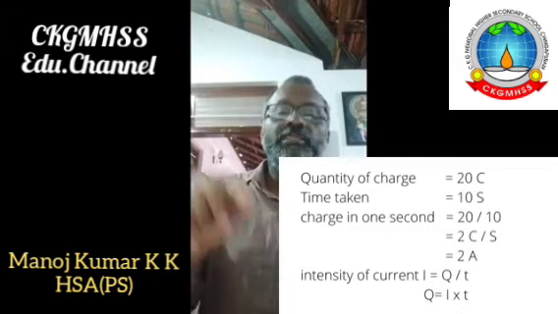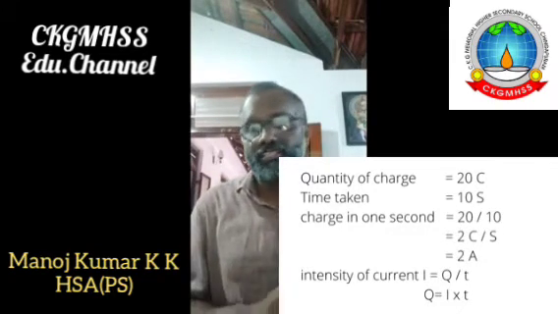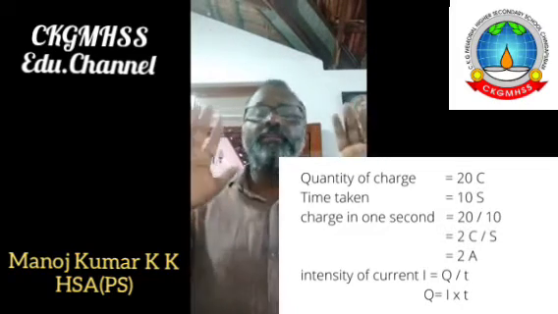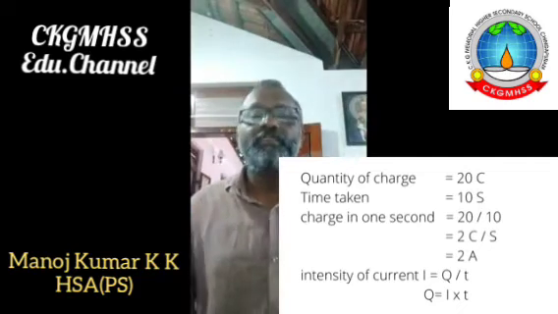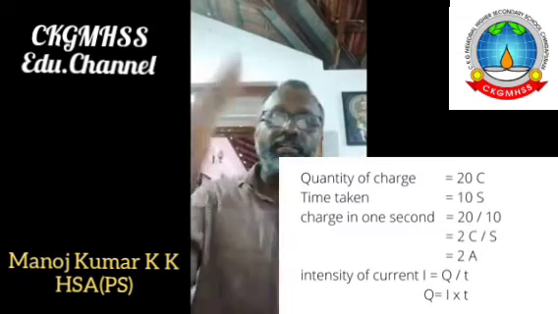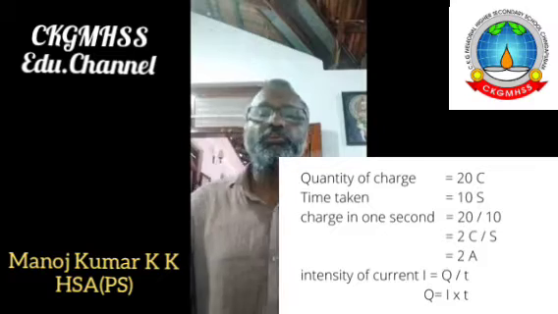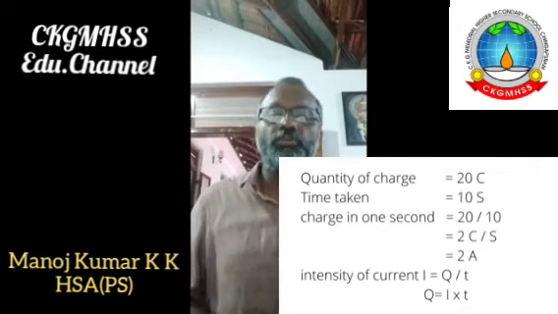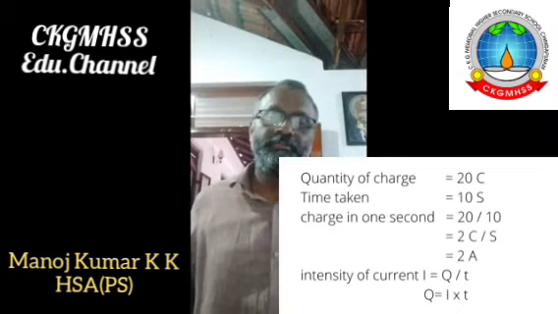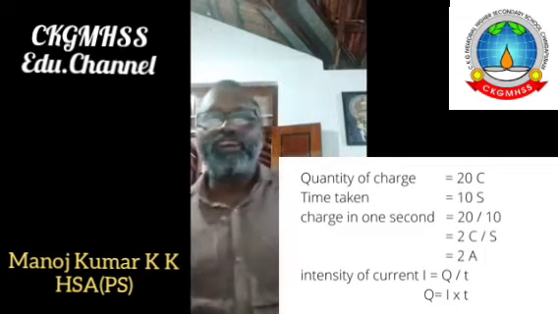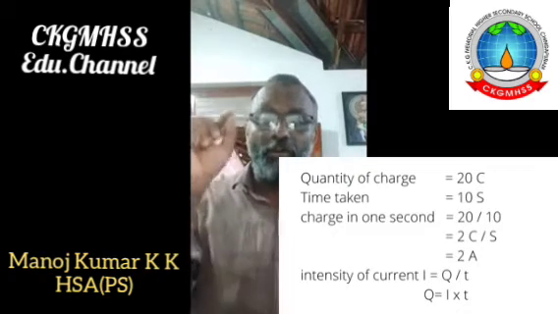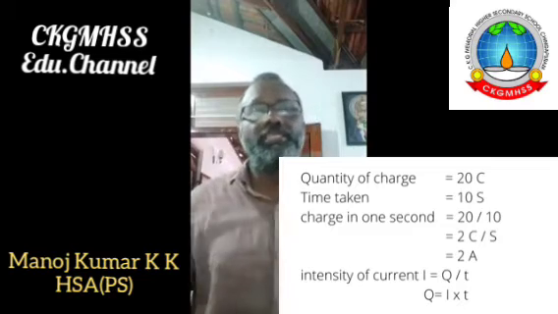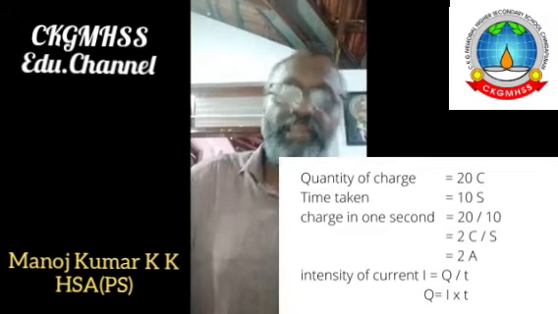The unit of intensity of current is actually coulomb per second, but we don't use coulomb per second as a unit. To honor the great scientist Andre-Marie Ampere, we use ampere as the unit for the intensity of current. Therefore, I is equal to 2 ampere. That is, intensity of current is the amount of charge flowing from one point to other in unit time.